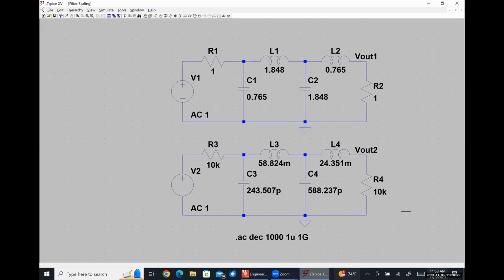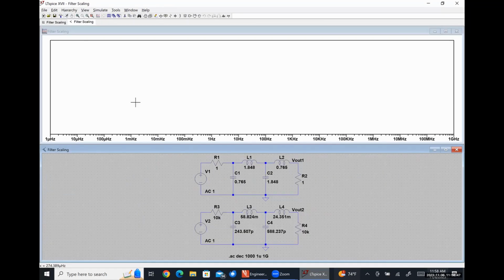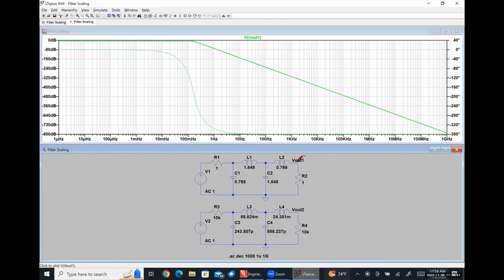So these are our two circuits. This is the normalized one. This is the scaled one. Everything look correct? Any of the values seem wrong? So if I run this simulation and I look at V out 1, we should see that our cutoff frequency is 1 radian per second, which would be 159 millihertz.